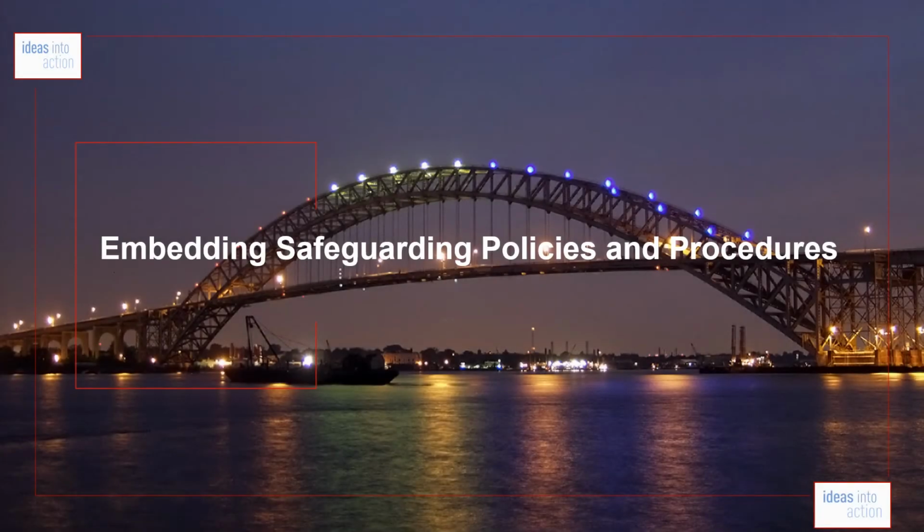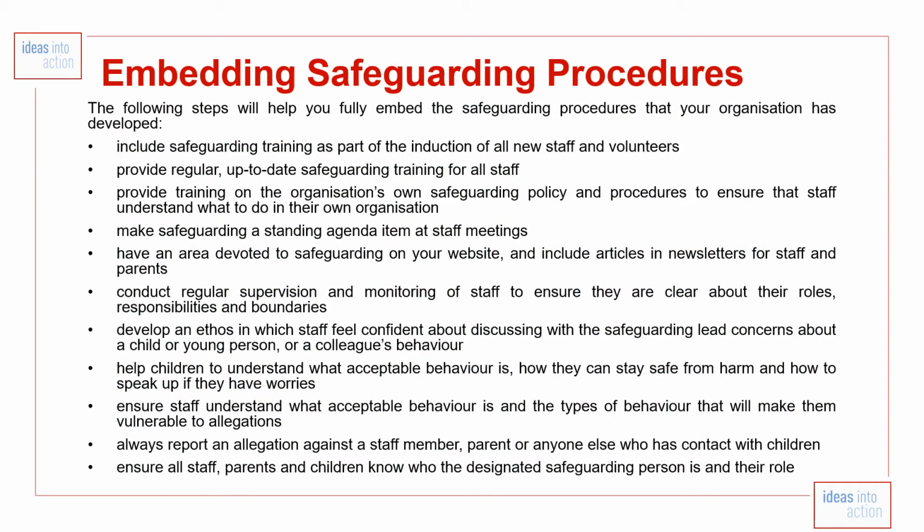Let's look at how we can embed safeguarding procedures in our organisation. And essentially this is about getting staff on board, getting them committed to safeguarding, and getting them to understand the importance of safeguarding. So the following steps are things that we can do to fully embed safeguarding procedures in the organisation. For example, include safeguarding training as part of the induction of all new staff and volunteers.